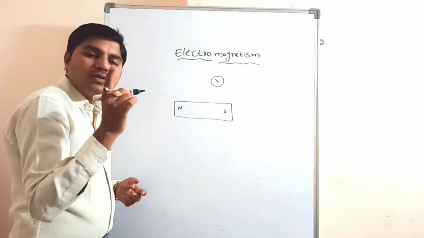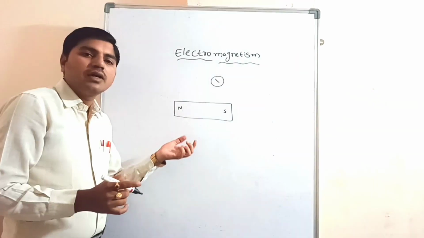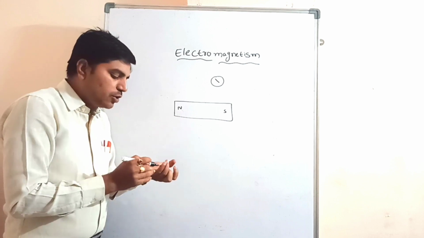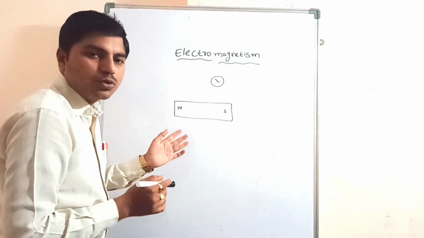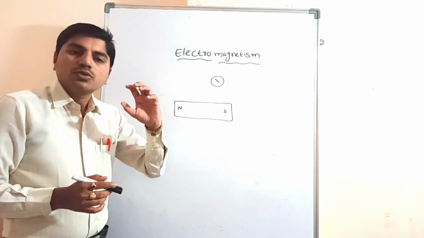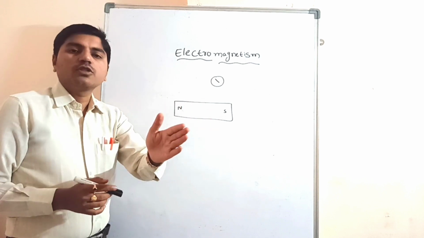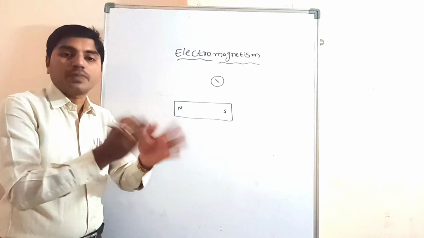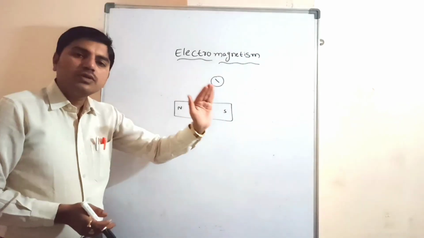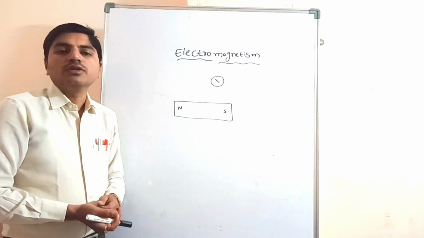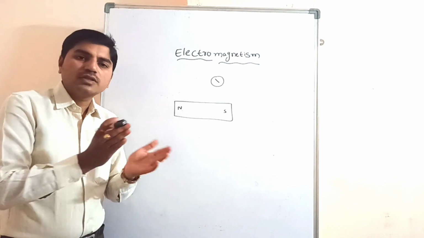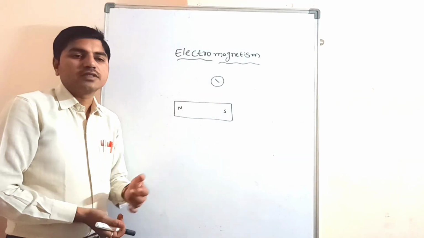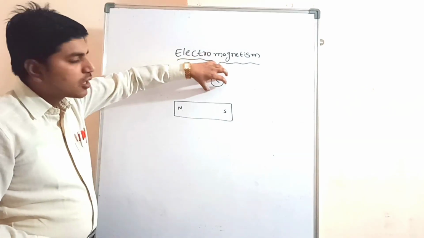Then the compass will show deflections, either attraction or repulsion between the poles. We already know that north pole and north pole, or south pole and south pole, are like poles. That's why they will repel. But north pole and south pole, and south pole and north pole, will attract. Both are unlike poles. That's according to the law of magnetism.